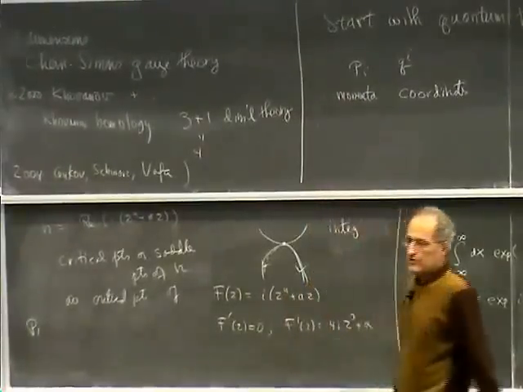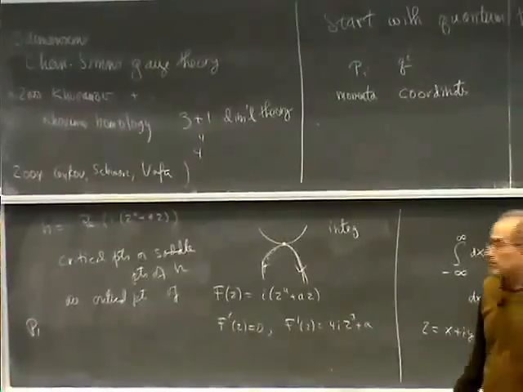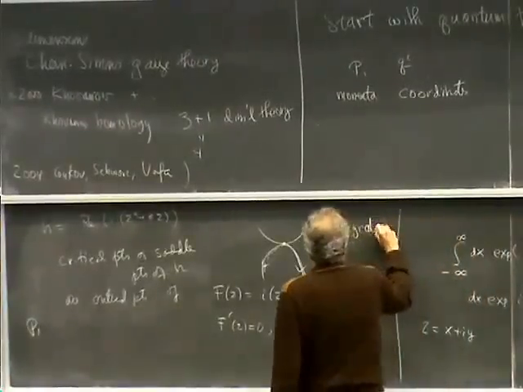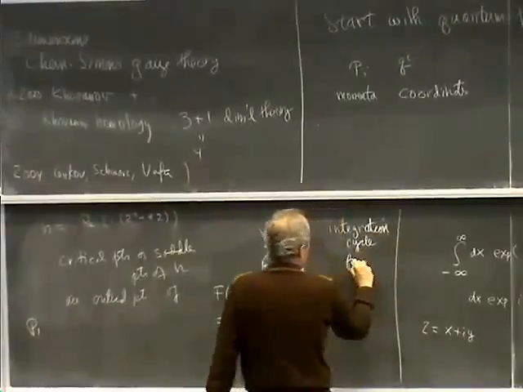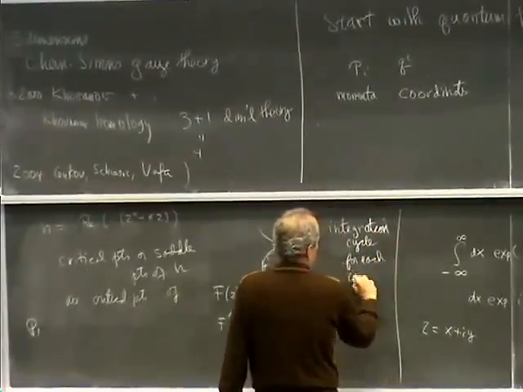Cycle is a better word than contour because it's a multidimensional term. So I'm going to stop calling them contours and call them integration cycles. We get an integration cycle for each critical point.